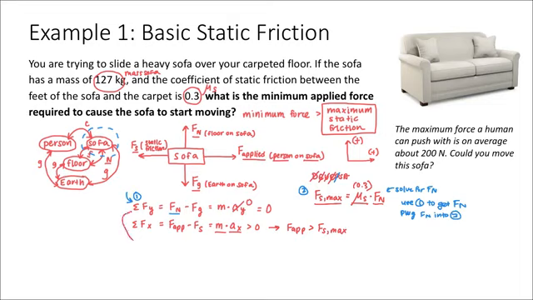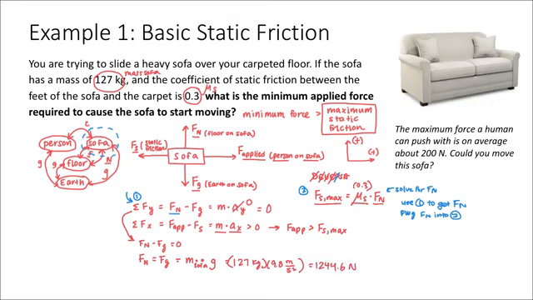So if I write out down here, if Fn minus Fg is 0, that means that the normal force must be equal to the weight, essentially, of the sofa, right? Fg is like the weight of the sofa, which we know is m sofa times g, right? M times g. I'll put the multiplication sign there. Okay. And that would be equal to 127 kilograms, again, times our constant here, a positive 9.8 meters per second squared, which is equal to 1,244.6 newtons.